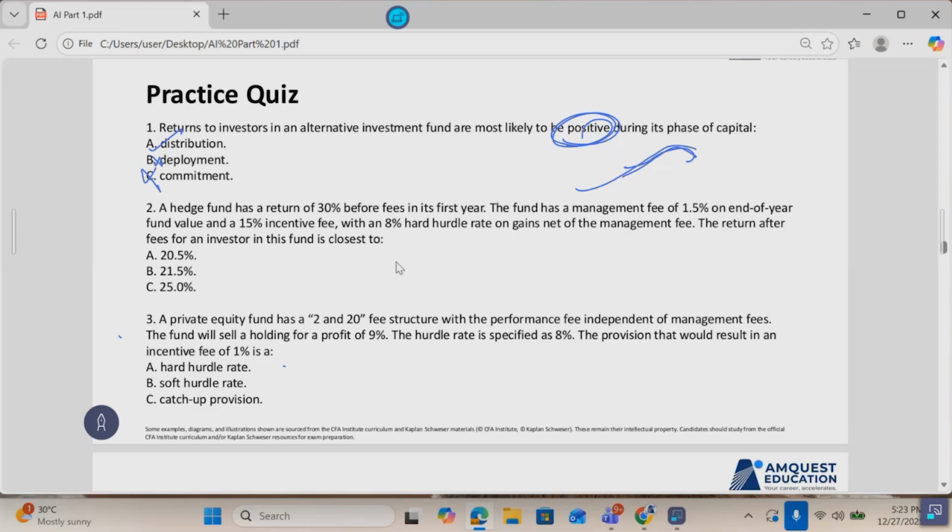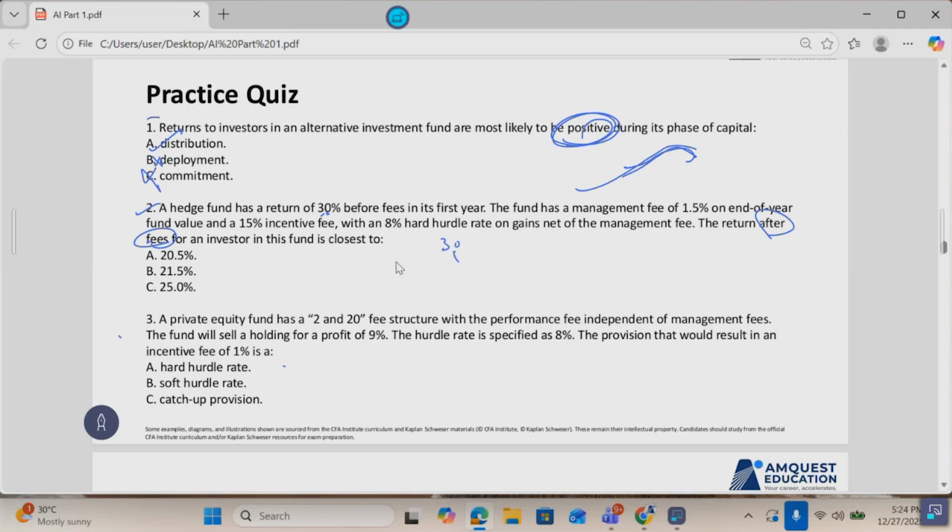Okay, let's look at the sum. This is quite interesting. What answer did you get for the sum? Anyone here? It's a hedge fund, and they are asking what the return is after fees. So everyone knows that I earned 30%, right? What's the return you made after fees?